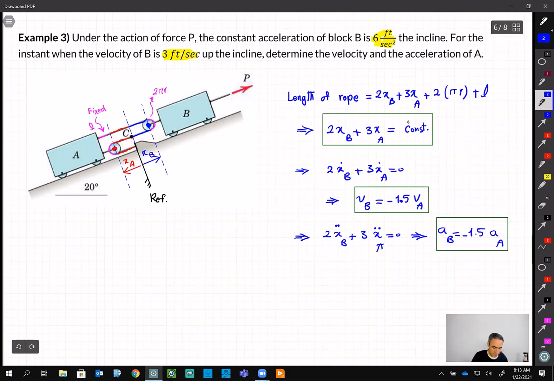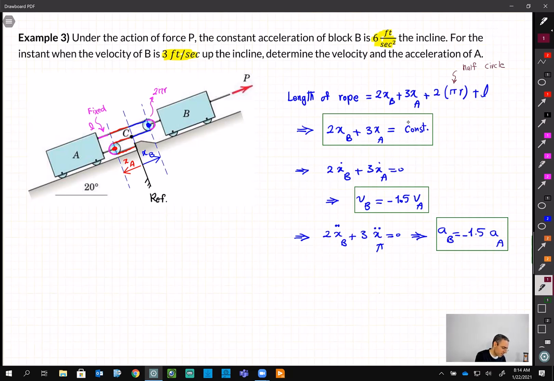Thank you. So guys, maybe you noticed it, but I didn't. This is half a circle, right? And this guy is pi r. Okay, so this is all good now. I'm going to check chat to see.